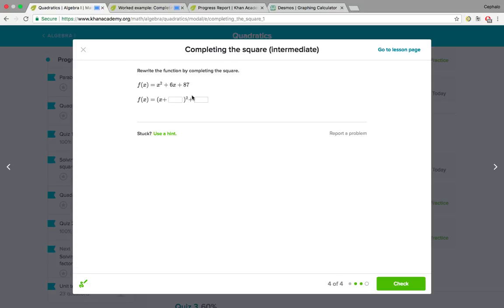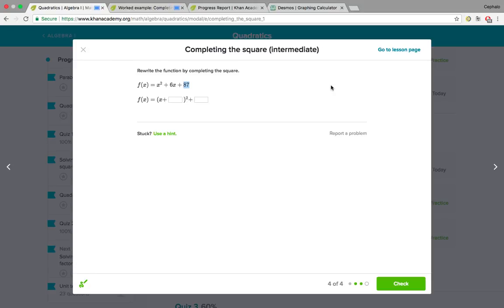So we're going to do the same thing. Going to banish him. Banish. So we get x squared plus 6x. Divide by 2, we get 3. Square it, we get 9. Well, where do we get that 9? We've got to take it from that 87.